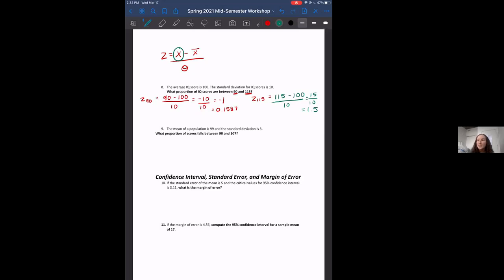Good, 0.9332. Okay, so now we just subtract the smaller one from the bigger one. So 0.9332 minus 0.1587. Can anyone tell me what that is?